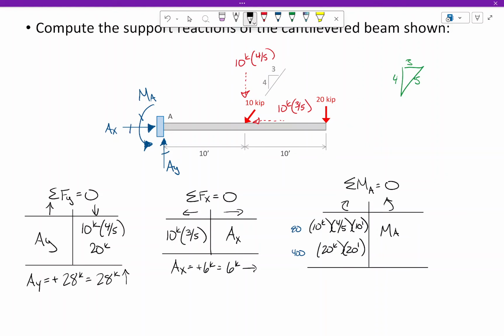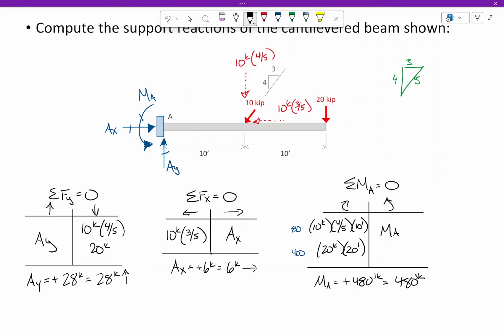So that's another thing also about cantilever beams. Often when we have a simply supported beam, we get an equation that we have to solve. We're not even really having to solve anything because it's kind of already solved for us. So we get that MA is positive 480 foot kips. So let's digest that. So that's 480 foot kips.